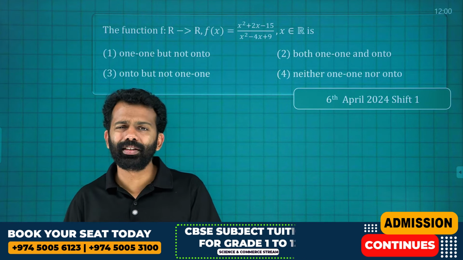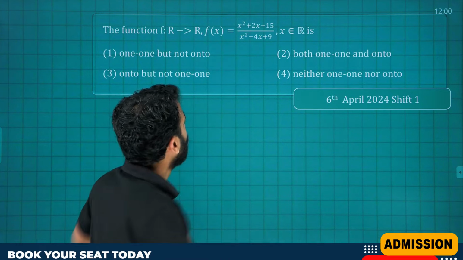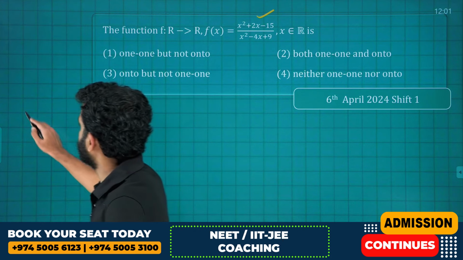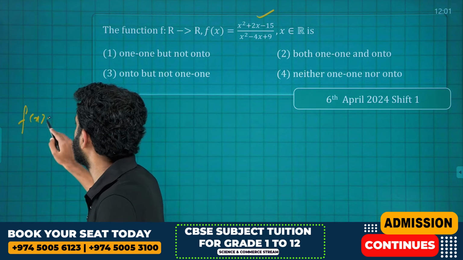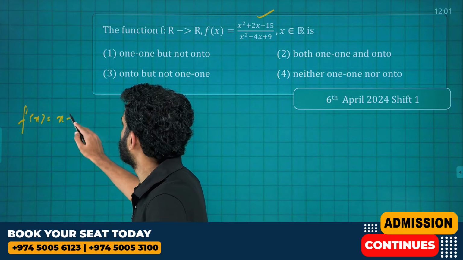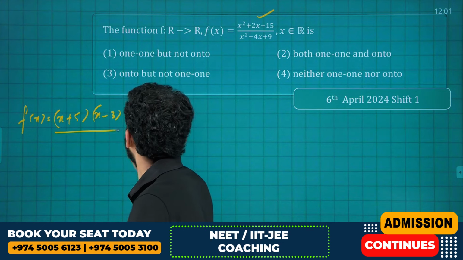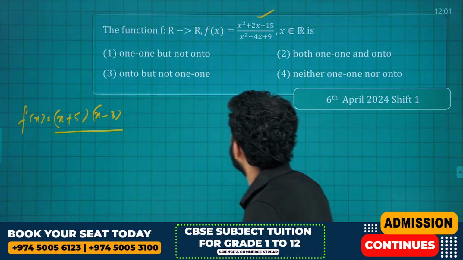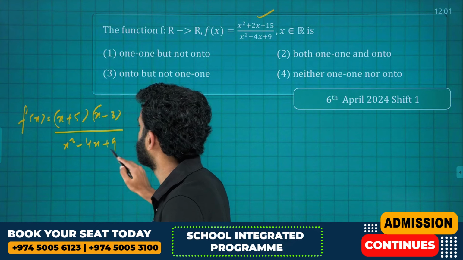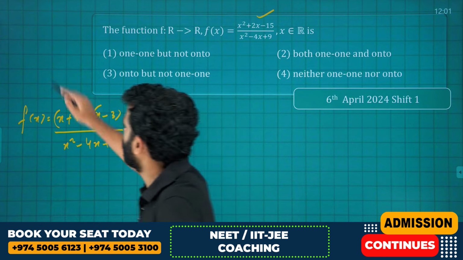I think here there is another shortcut for doing this question. I will tell you. See, can you factorize x square plus 2x minus 15? That is, f of x is equal to, what is x square plus 2x minus 15? That is x plus 5 into what? x minus 3 divided by this. I think we cannot formulate it. Okay, that is x square minus 4x plus 9. So what is the discriminant of the denominator? It is negative, right? Okay, you can formulate that.